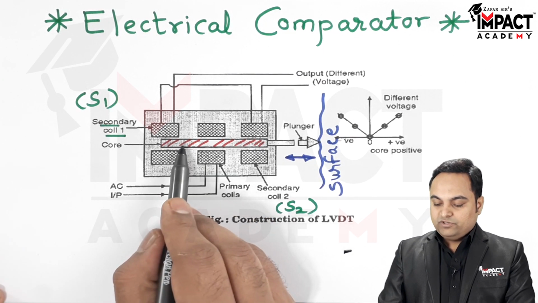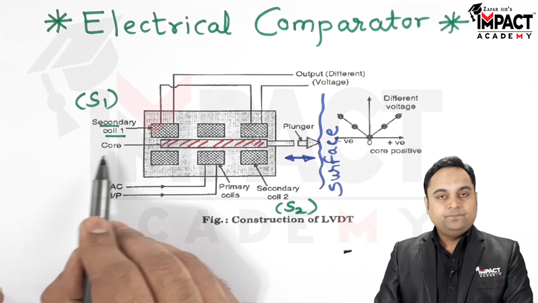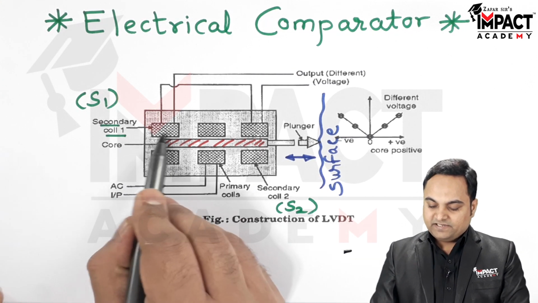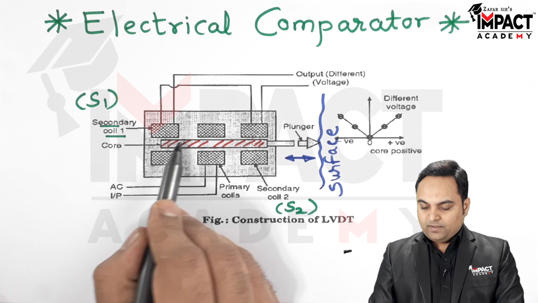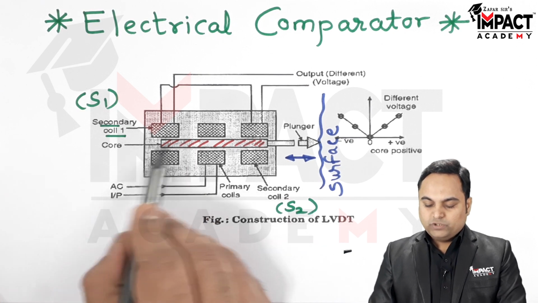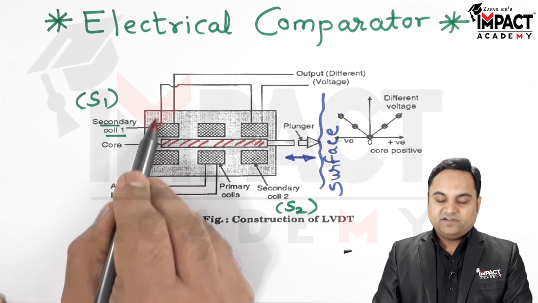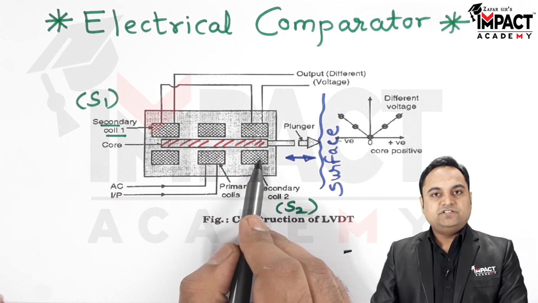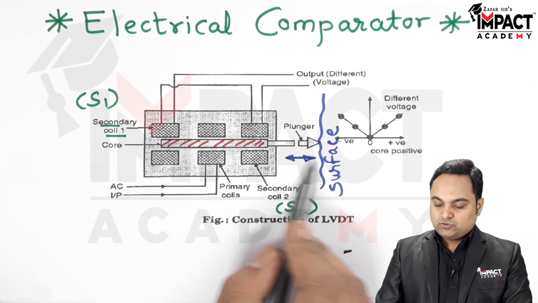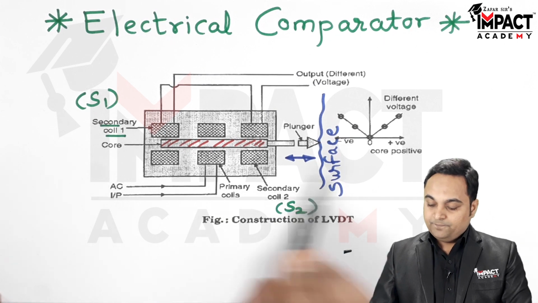Now suppose the core is moving more towards the left hand side, that is, it would be cutting the magnetic field on the left hand side by a greater amount. So more voltage would be induced in the secondary winding S1 and less voltage in the secondary winding S2. So we are going to get the output reading.